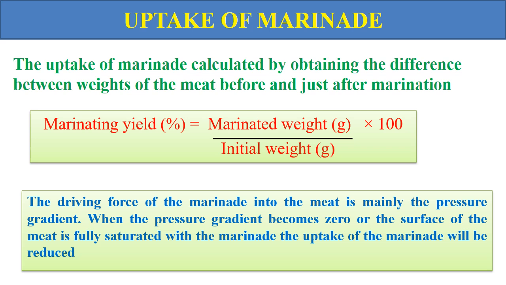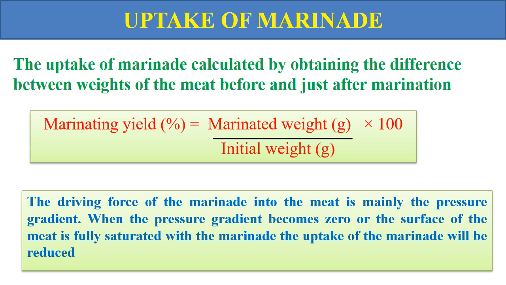Now we will discuss the uptake of marinade. So how much marinade is taken inside the meat. The uptake of marinade is calculated by obtaining the difference between the weight of the meat before marination and the weight after marination. So it is sometimes called marinating yield, and it is calculated by the marinated weight divided by the initial weight, into 100. So that gives the marinating yield percent. So it will be always more than the original weight.